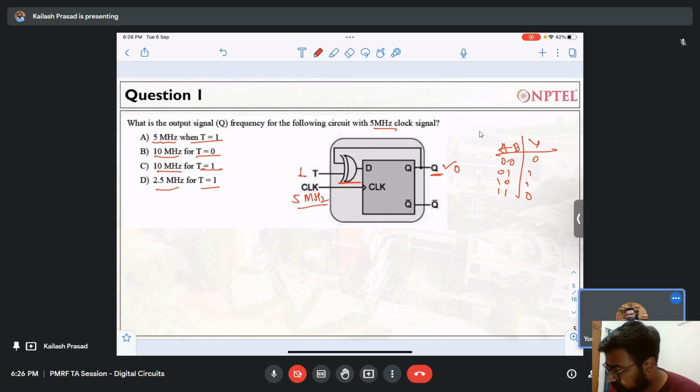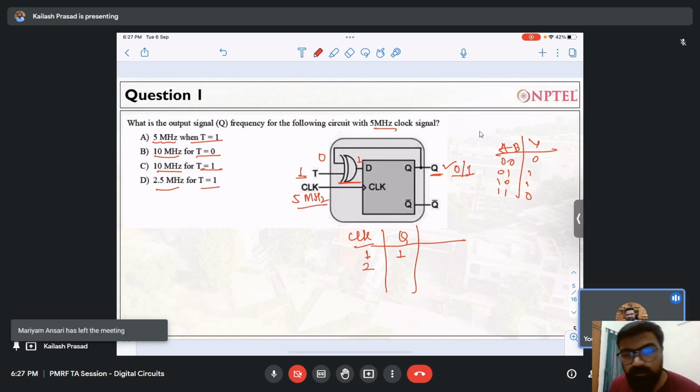Initially your Q is 0, and in the first clock cycle, let me name it clock cycle 1, what will happen? T is 1 and this 0 will come here, so the inputs are 1 and 0. The output of this XOR gate is 1. In the first clock cycle, the Q will become 1.